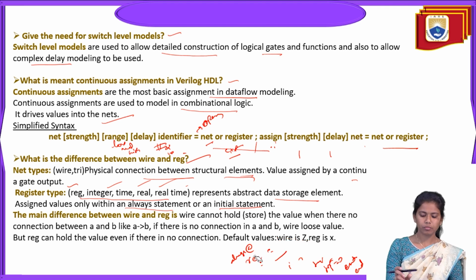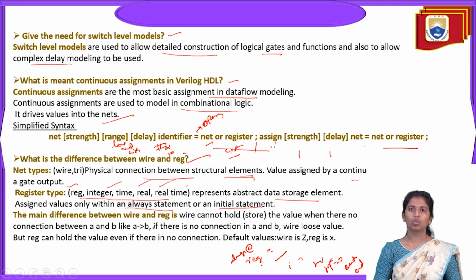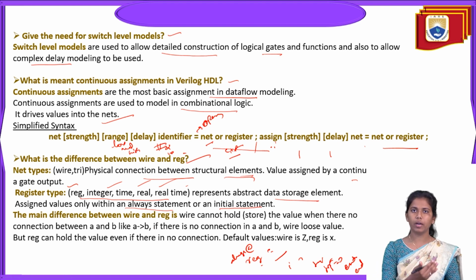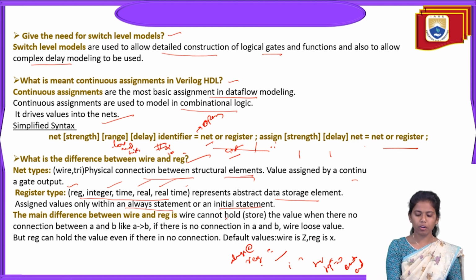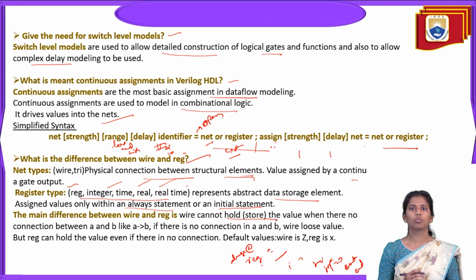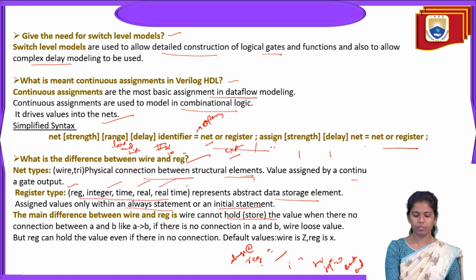Then coming to the main difference between wire and reg. So now we will see the main difference between the wire and the reg. Wire cannot hold or store a value. We know that wire is a connector used only for connecting the different elements, where it cannot store any sort of information. It just acts as a physical element that connects the different gates, right? So it cannot hold any sort of information.